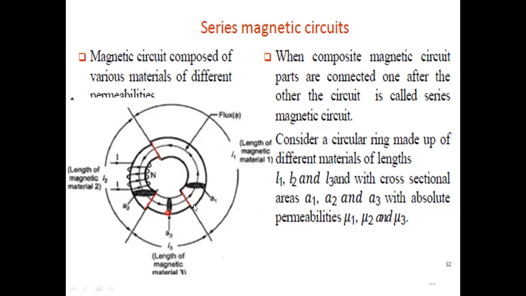Similarly, the cross sectional area of the first material is A1. This is the cross sectional area, and the cross sectional area of the second material is A2, and of the third material is A3. The permeability of the first material is mu1, the second material is mu2, and the third material is mu3. We are considering it like this. Is it clear? Yes, sir. So this is a series magnetic circuit.